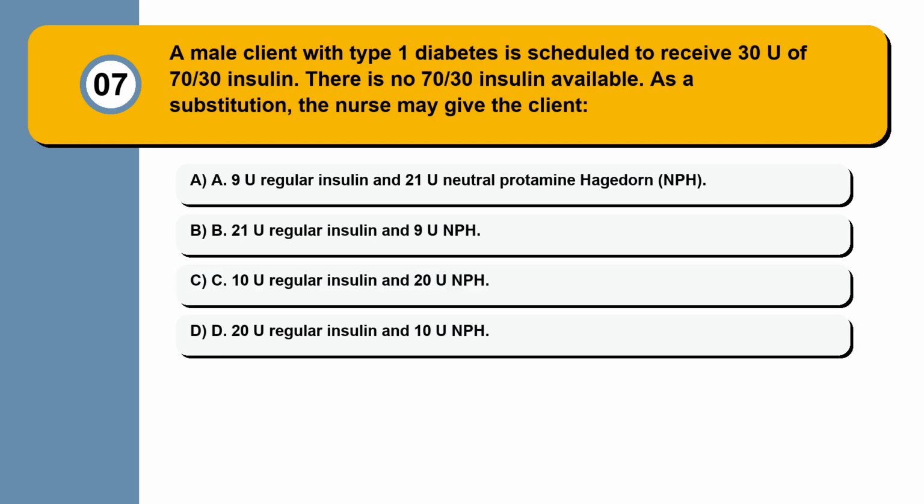Question 7. A male client with type 1 diabetes is scheduled to receive 30 U of 70/30 insulin. There is no 70/30 insulin available. As a substitution, the nurse may give the client A. 9 U regular insulin and 21 U neutral protamine Hagedorn, NPH. B. 21 U regular insulin and 9 U NPH. C. 10 U regular insulin and 20 U NPH. D. 20 U regular insulin and 10 U NPH.